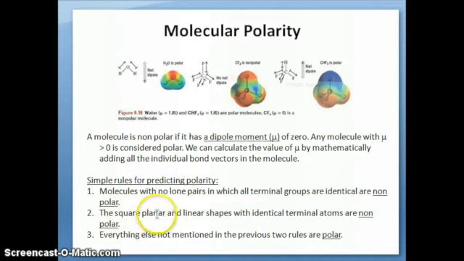Second rule, if you have the square planar or the linear shape, either one of those things, from your VSEPR prediction, and you have identical terminal atoms, these molecules are going to be nonpolar as well. And we'll do a couple of examples to show you this type of situation. And lastly, if it's not either one of these two, then it's going to be polar. That's all we're going to use in this class right now.